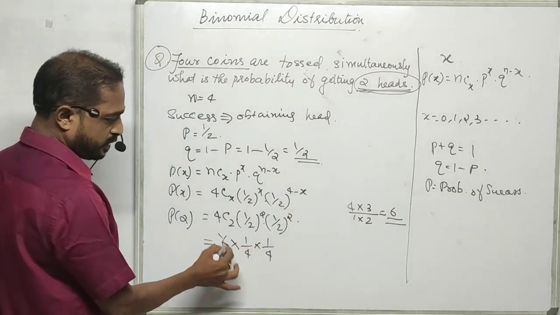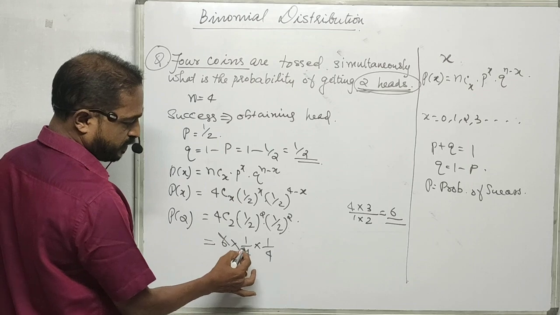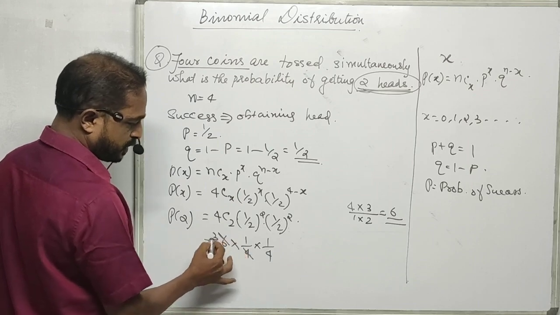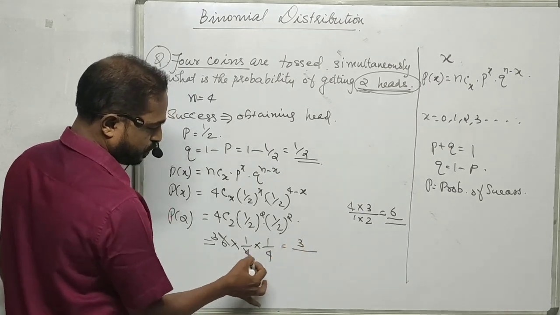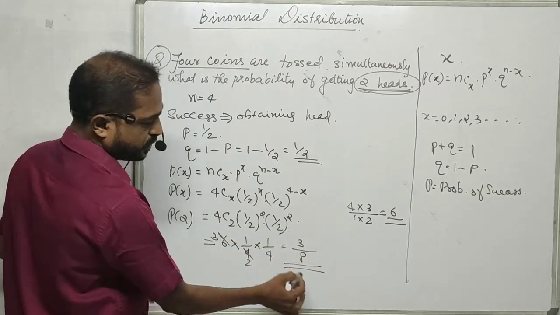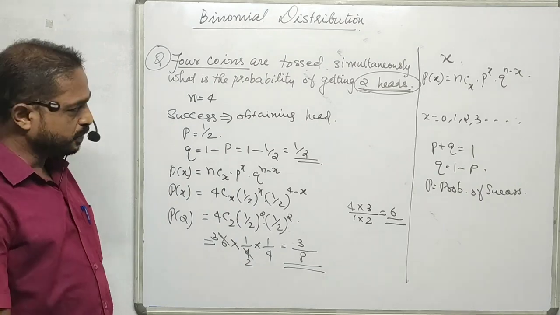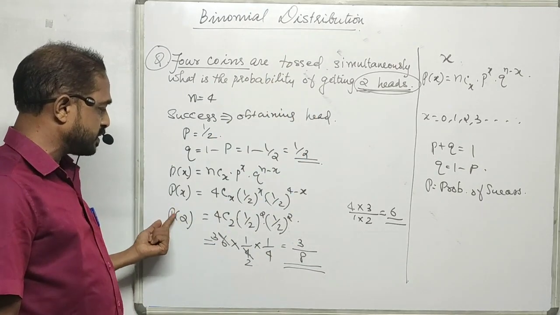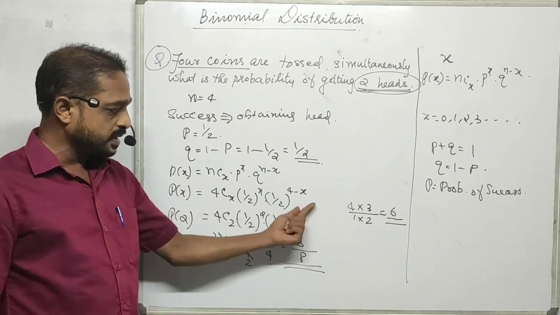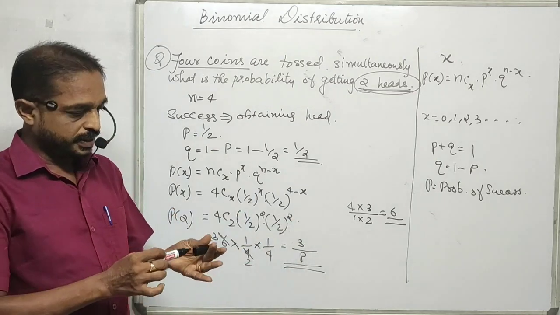So here we can simplify this. We cancel, dividing 6 and 4 by 2, we get 3 and 2 respectively. So 3 into 1 is 3, and 2 into 4 is 8. So 3 by 8 is the required probability. What is the probability of getting 2 heads? The probability of getting 2 heads is nothing but P of 2, and that is 3 by 8.